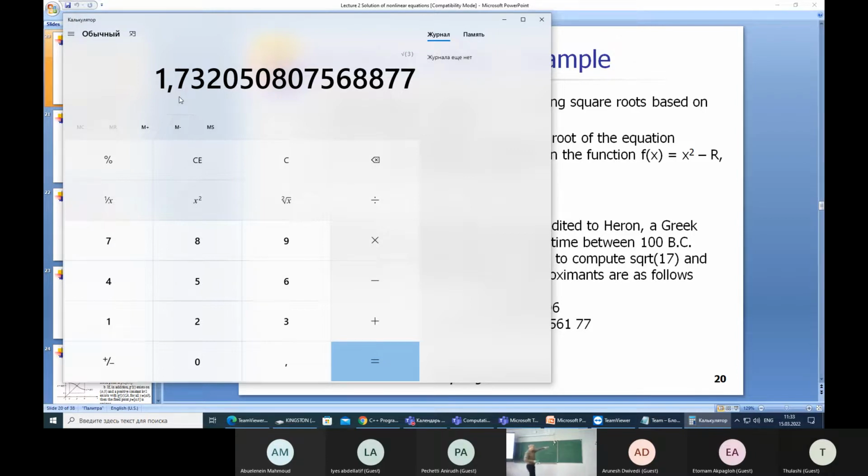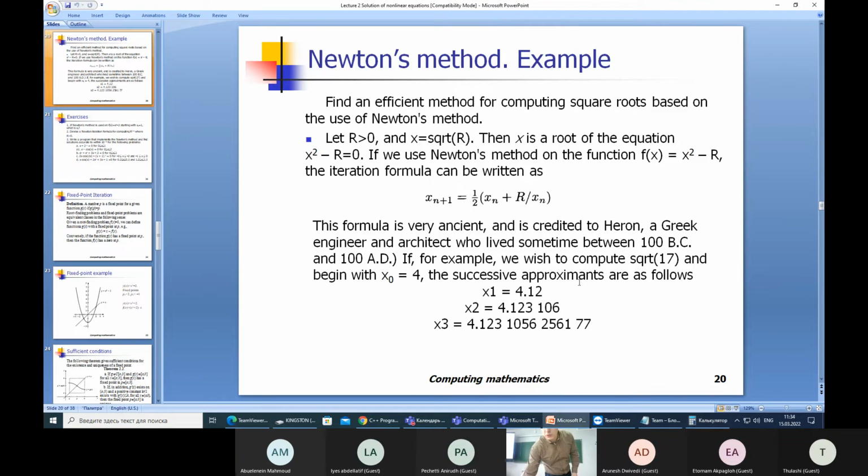This formula includes only addition, multiplication and division. And as you see, just a few steps of this process and we get more or less correct result. Please do the same for square root of 16, square root of 17. Just reproduce the results that are written here.